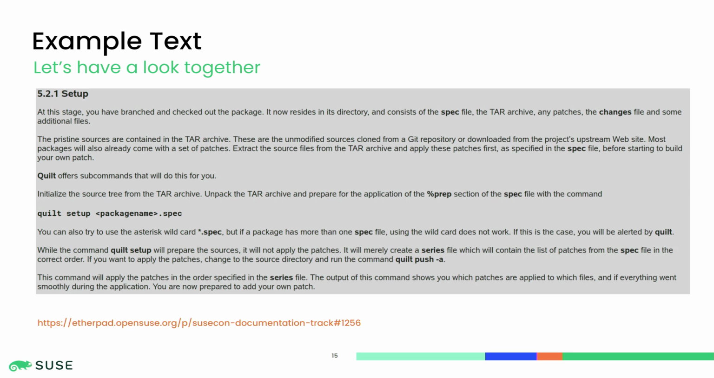Then what is also positive about the original text, that at least some results are listed in between. For example, it says at the very bottom, let me highlight it here, what the command will do. It will apply the patches in the order specified in the series file. So this is at least a result for one of those steps.